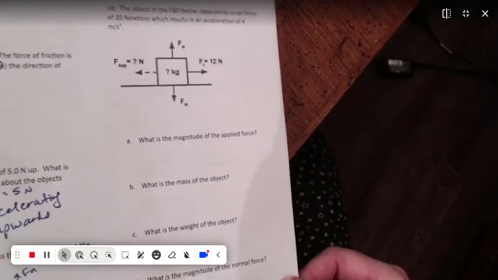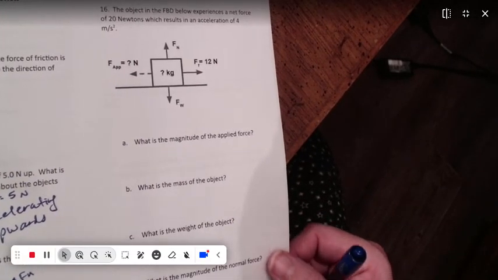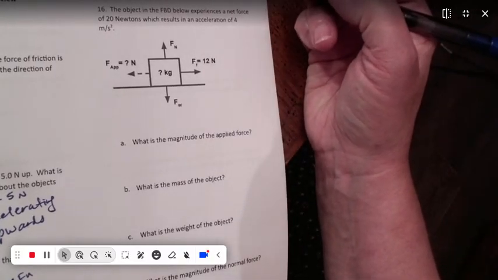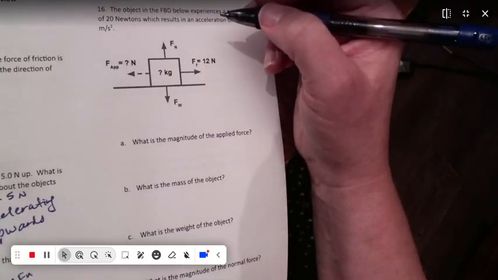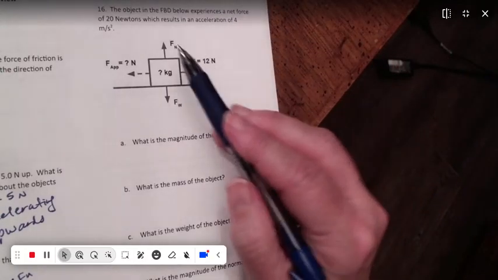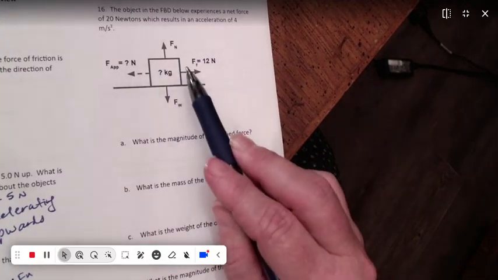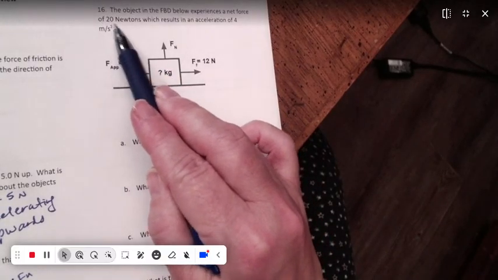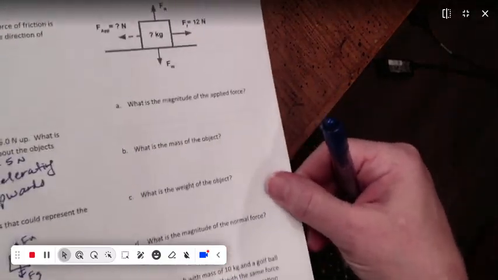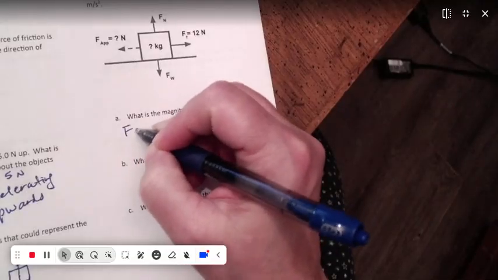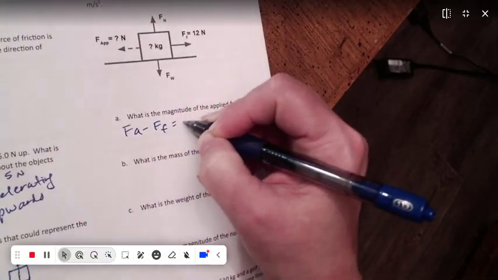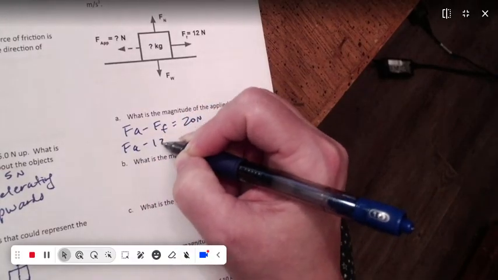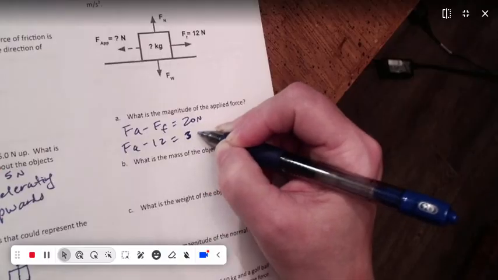Okay, this object experienced a net force of 20 newtons and an acceleration of 4 meters per second squared. So we're going to use that information to go back and figure out some other stuff. What is the applied force? Okay, so it gives me that there's a friction force. It tells me my net force is 20 newtons. So that means my applied minus friction has to be 20 newtons. Applied minus 12 equals 20 newtons.